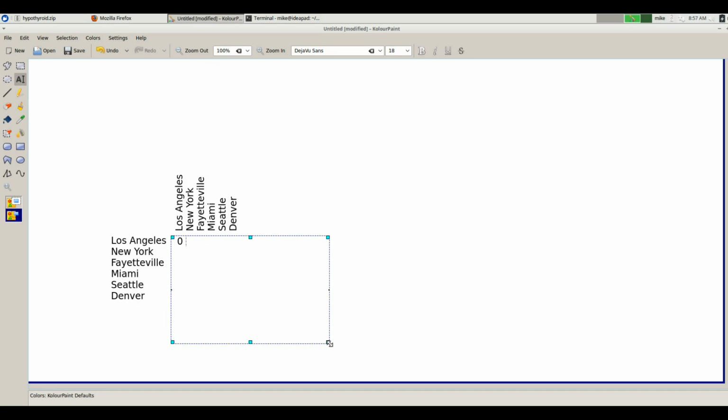Anybody have any idea? Let's go with pretty close to 2,142.3 ish. I totally made that up. I have no idea. LA to Fayetteville is probably 1532. I don't know. To Miami is going to be 22, and Seattle is going to be what, 944 miles, and to Denver it's going to be 933, something like that, right?